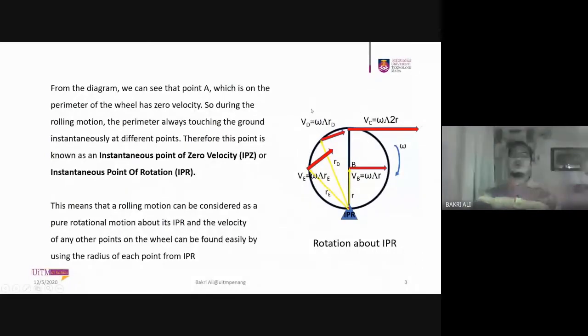And the velocity is given by the formula omega cross r, omega cross the radius of that point, which is the absolute velocity, because we assume it rotates about this IPR. So that's how we can find the velocity on a rolling wheel.